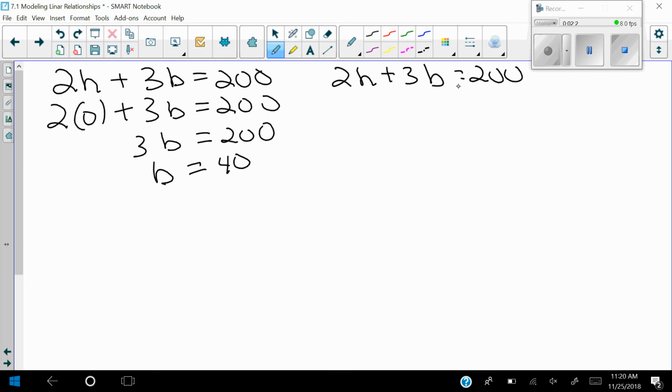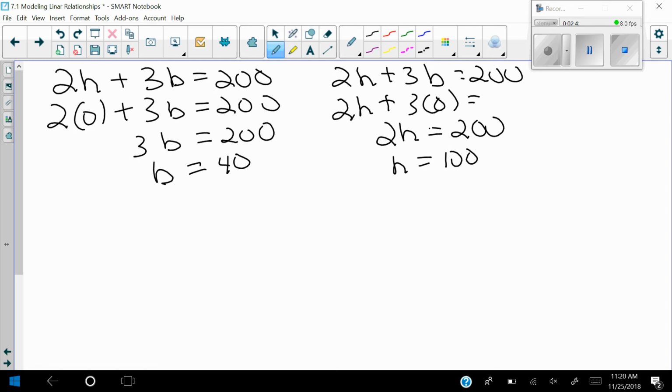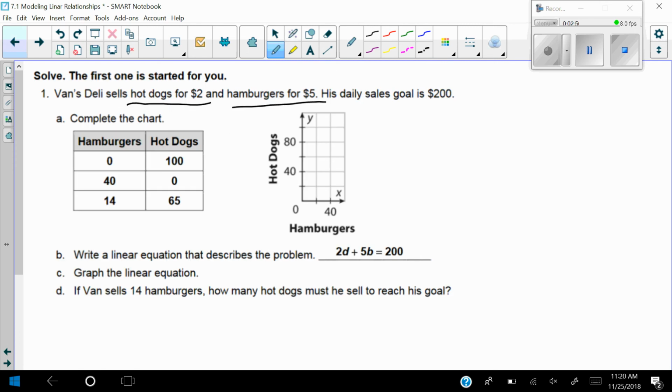Now let's see what happens if I don't sell any burgers. So now I'm plugging in 0 for my burgers this time. All right. So once I plug that in, I get 2 hot dogs is equal to 200, or 2h, and then divide by 2, and I get 100 hot dogs is what I need in order to complete the goal of 200. Now I have my 2 points here. So when I had 0 hamburgers, I needed 100 hot dogs. But when I had 0 hot dogs, I needed 40 hamburgers. And that's what I'm able to graph.